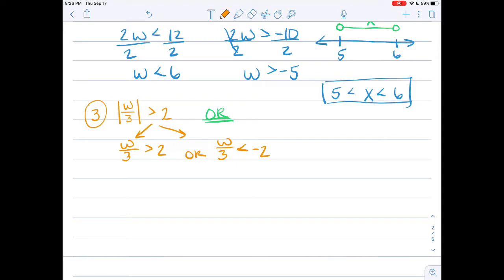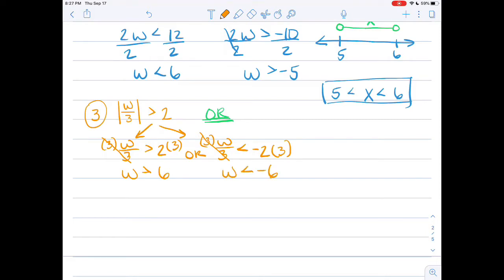Again, flipping the symbol of the inequality when you add the negative sign, because we're multiplying by a negative, the inequality switches. Let's solve this equation. In order to get rid of dividing by 3, I need to multiply both sides by 3. So 3 on top and bottom will cancel, leaving me with w is greater than 6. Here, I will also multiply by 3 on both sides. The 3's cancel, leaving me with w is less than negative 6.